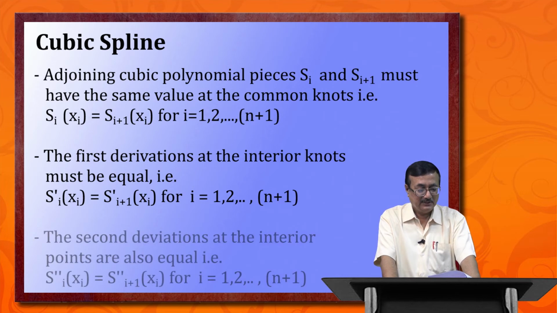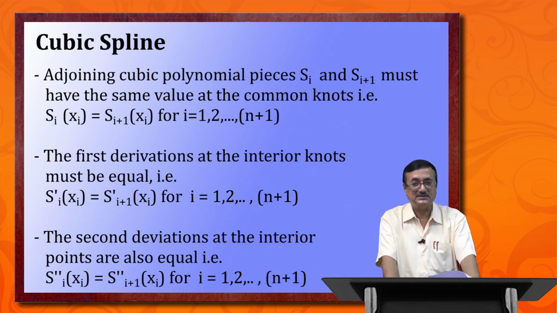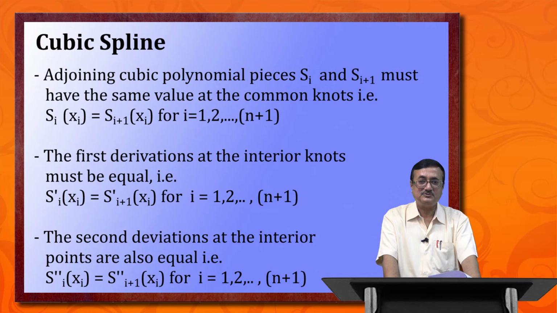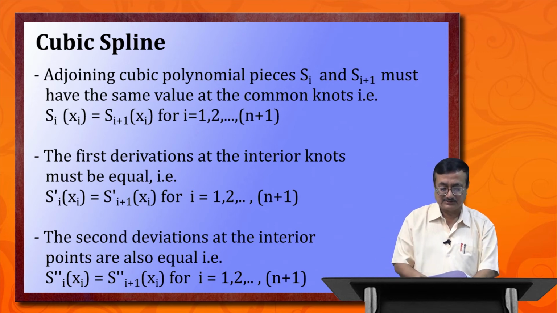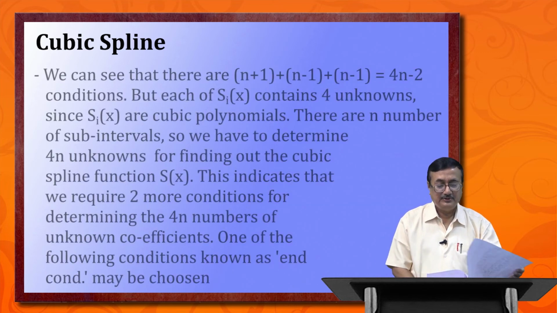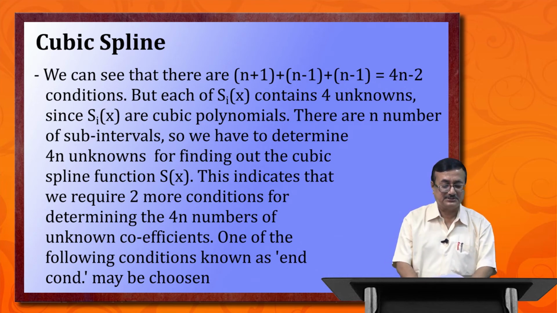And lastly, the second order derivatives also satisfy similar conditions at the interior points. Si'' at x is equal to xi should be equal to Si+1'' at x is equal to xi, i is equal to 1, 2 up to n-1, that is for maintaining the curvature condition at the nodal points. There are n-1 conditions. So altogether we have n+1 plus n-1 plus n-1 plus n-1, altogether 4n-2 conditions.